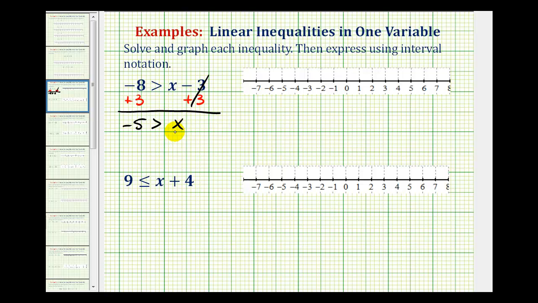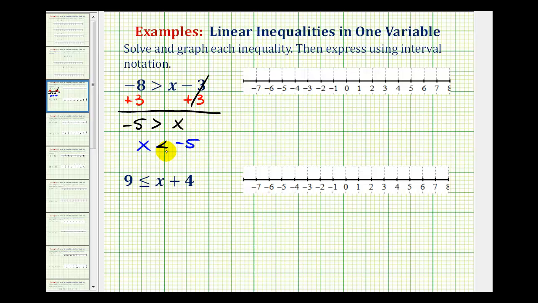but sometimes when the inequality is in this form with the variable on the right, it makes it more difficult to graph. So we can reverse the order of this if we want. Negative 5 is greater than x is equivalent to x is less than negative 5. Notice how on both of these inequalities, the inequality symbol is pointing toward the x. Therefore, these two inequalities are equivalent, and this form may be easier to graph.